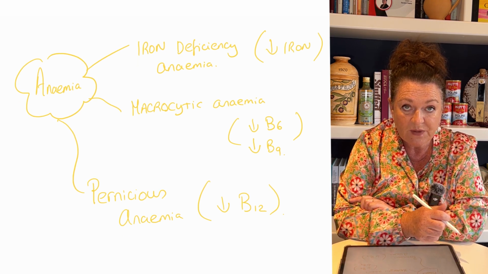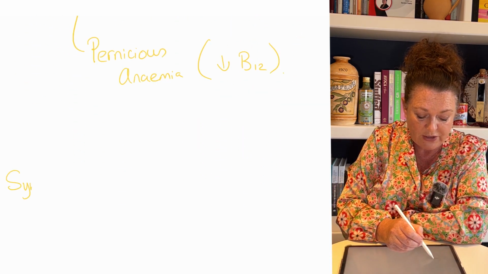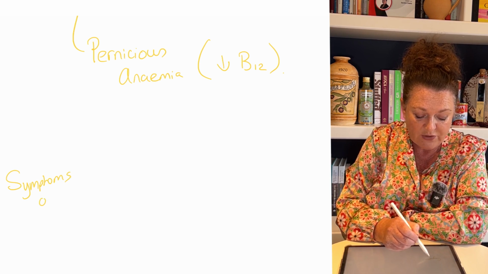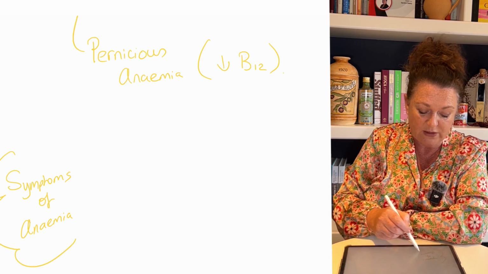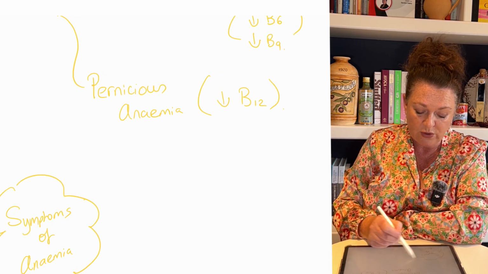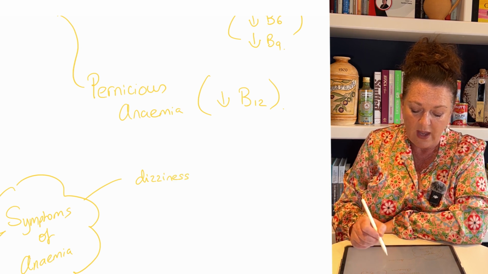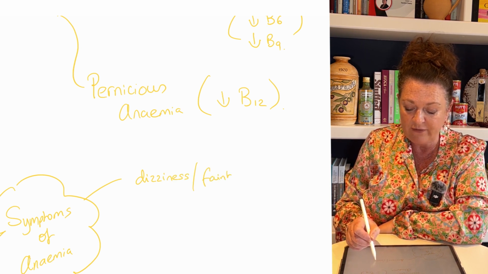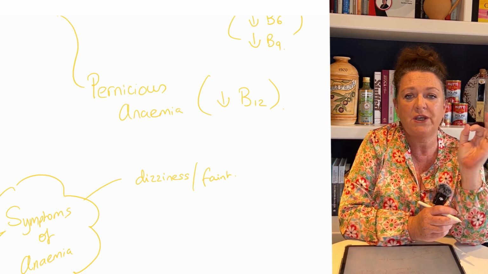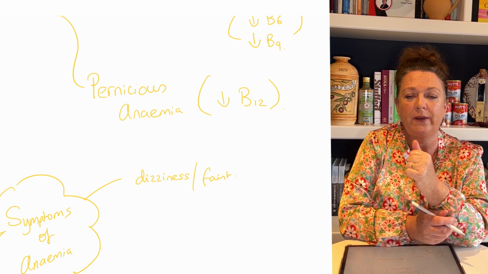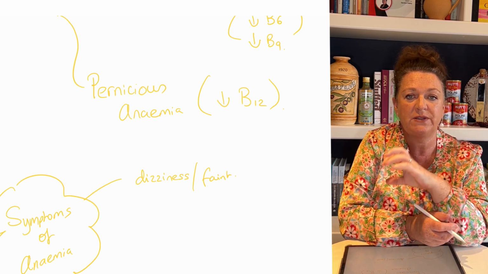Now, the symptoms of anemia are quite similar. So we'll just mention some of them. But as you can see, the symptoms might be similar, but the cause is quite different. So we note that a person might feel dizziness or they might feel faint. That is because, remember, we have a conjugated protein called hemoglobin. Heme part happens to be the iron part, globin is the protein.